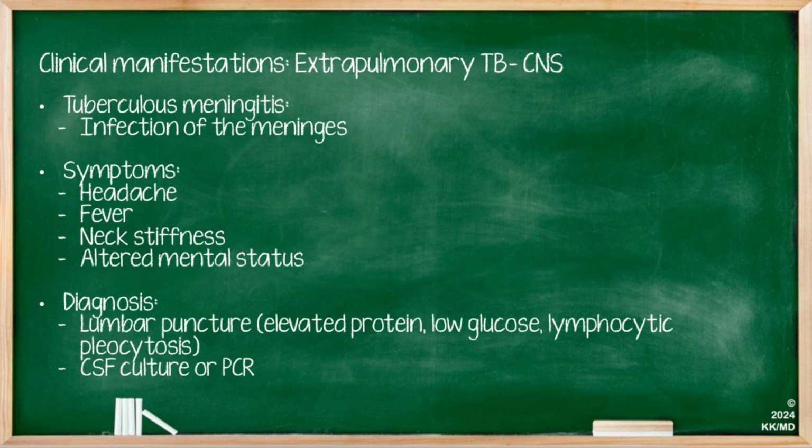TB can also affect the central nervous system, in which case that is frequently known as tuberculous meningitis, which is, as I'm sure you know, infection of the meninges. The symptoms are going to be, as any other case of meningitis, presenting with headache, fever, neck stiffness, as well as altered mental status. The diagnosis is going to be through a lumbar puncture, which you do need to remember very well for your exam, that the result of this is going to be consistent with elevated protein, very low glucose, lymphocytic pleocytosis. And of course, you would be sending the CSF for culture or PCR.